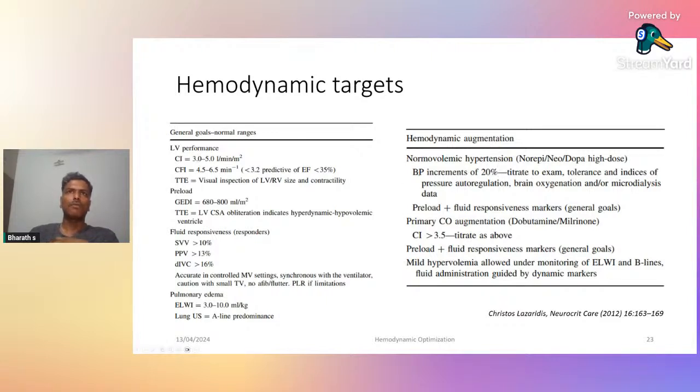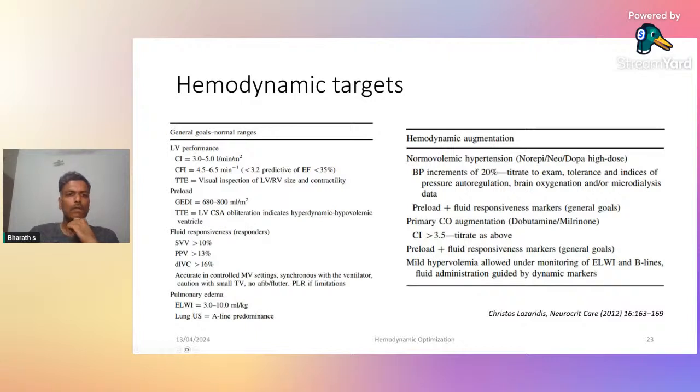So sometimes only administration of norepinephrine is inadequate. You also have to optimize the preload and any fluid responsiveness. If they are responding, then you have to administer more fluid. Sometimes when you do these advanced monitors, you would see a very low cardiac index. Then we need to do what is called a cardiac output augmentation.